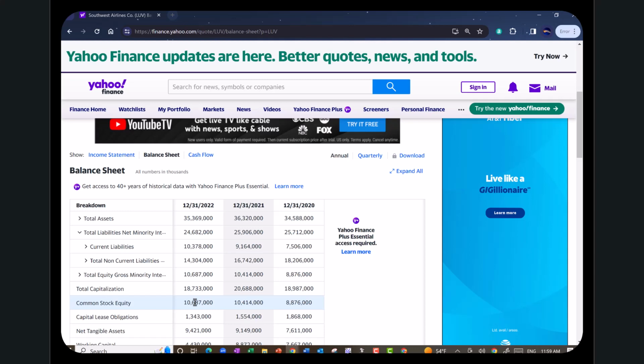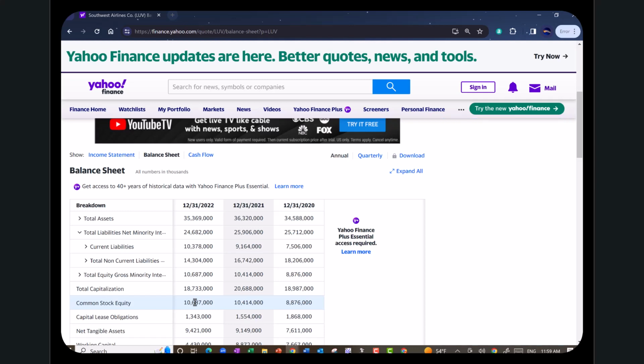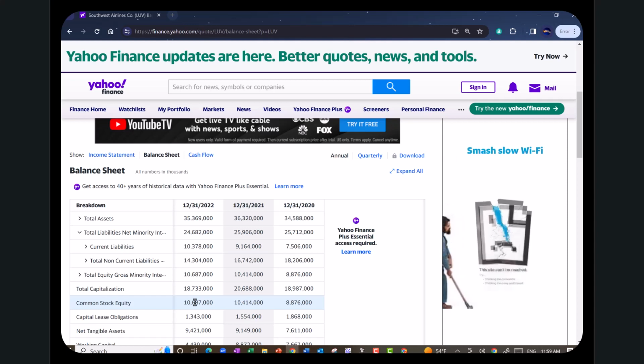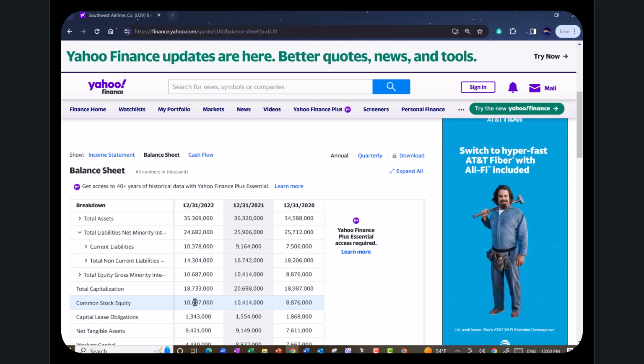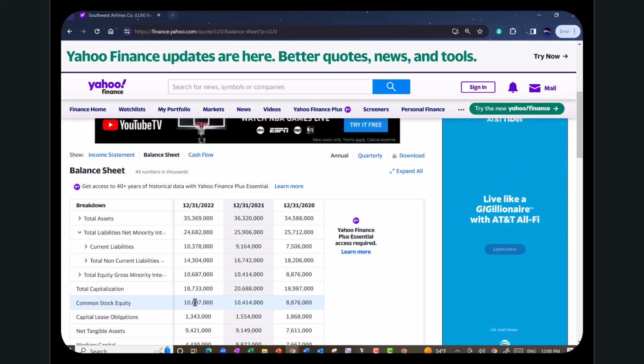Why do you think government had to fund airlines? I mean, they probably didn't have to fund Southwest. But if government had not funded airlines during the COVID crisis, the only airline that was still standing would have been Southwest, period, because of its low debt.